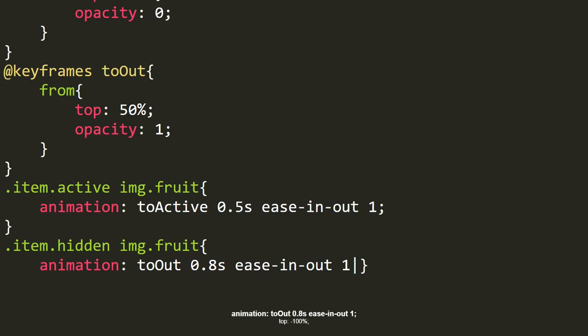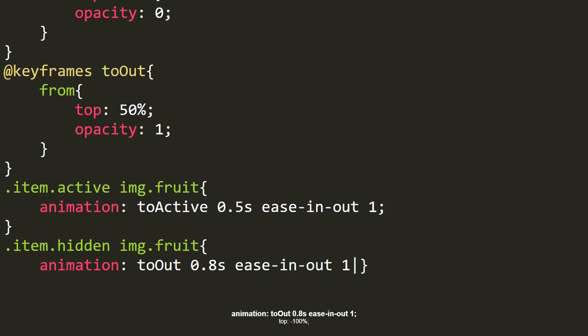Header ul. Padding 50 pixels. Margin 50 pixels. List style none. Display flex. Gap 20 pixels. Dot carousel. Width 100vw. Height 100vh. Position relative. Overflow hidden. Margin top 100px.